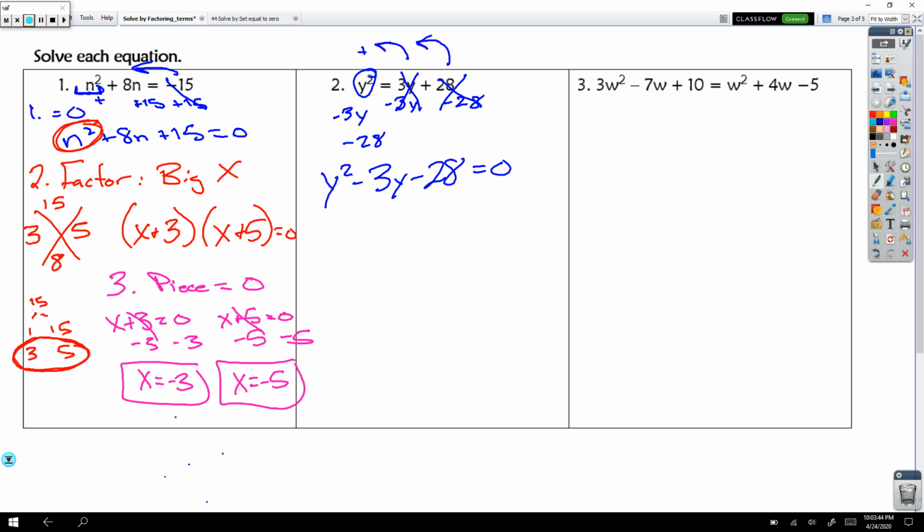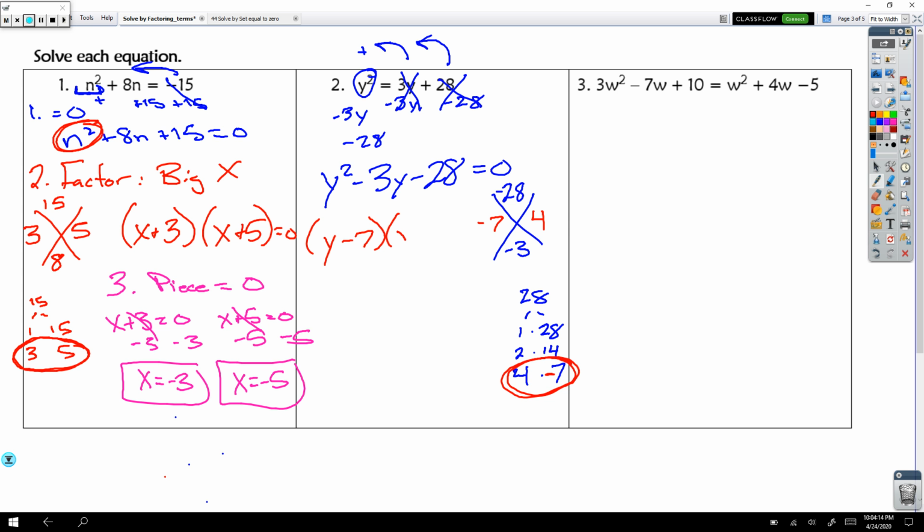The squared term's by itself again, so I'm going to do big X. Factors of negative 28 that add up to negative 3. Factors of 28, 1 and 28, 2 and 14, 4 and 7. The only possible way to get down to negative 3 is with this 4 and 7, but I want it to be negative, so that means the bigger number has to be negative. So negative 7 and 4. So my two factors, y minus 7, y plus 4.